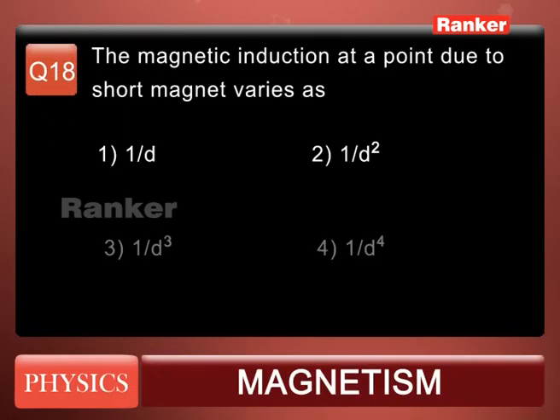Question number 18. The question is given as: the magnetic induction at a point due to a short magnet varies as. First option 1 by D, second option 1 by D square, third option 1 by D cube, and the fourth option 1 by D to the power 4.